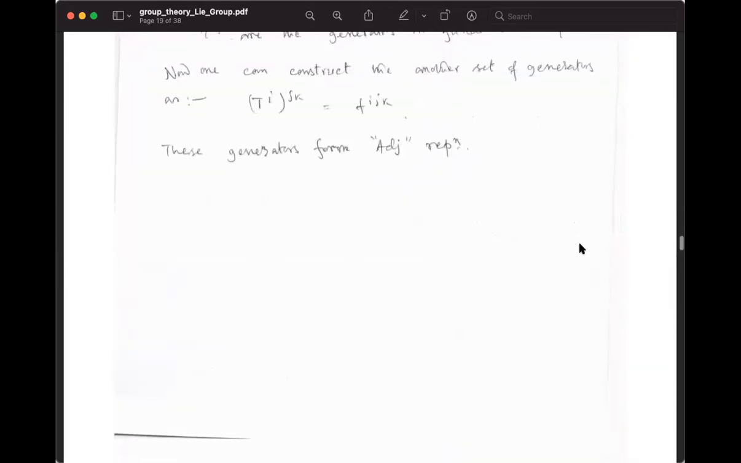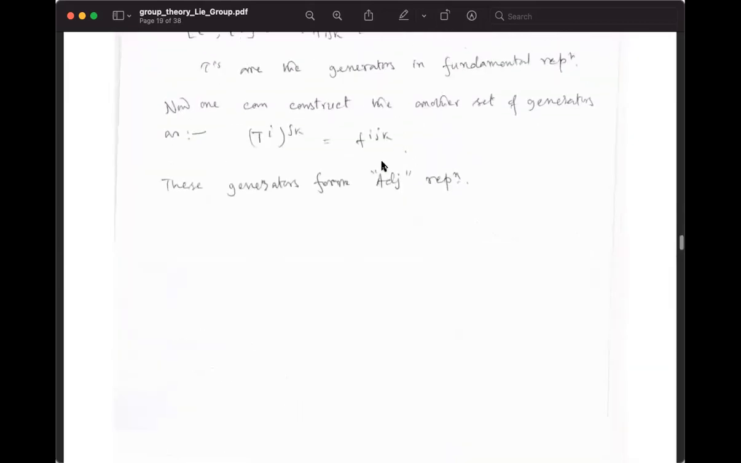Fine. So we'll stop today about this, and next time we'll talk about a different aspect of group theory.